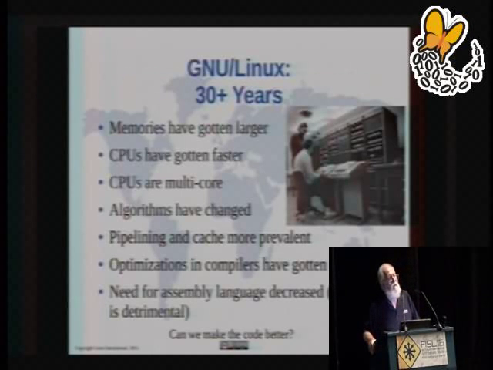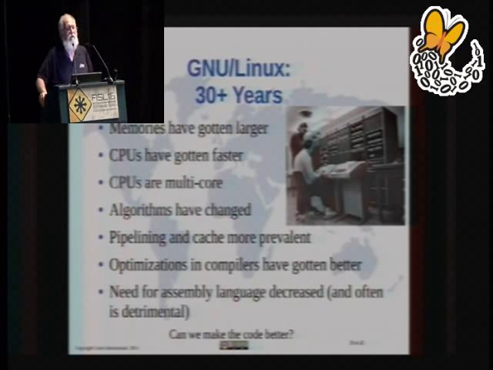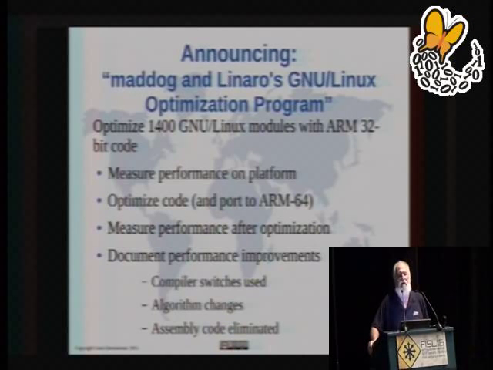Over the last 30 years, we've been using an operating system based on a PDP-7 and a PDP-11, machines that had 64K of memory, single CPUs. Now, I used to pay $128,000 for 64K of core memory. But today you could buy a gigabyte of memory for less than $10. CPUs are multi-core, the algorithms have gotten better, and yet we're still using assembly language inside of GNU Linux. There are 1,400 different programs in GNU Linux that have assembly language in them. And these were assembly language that were written for some of these ancient systems.